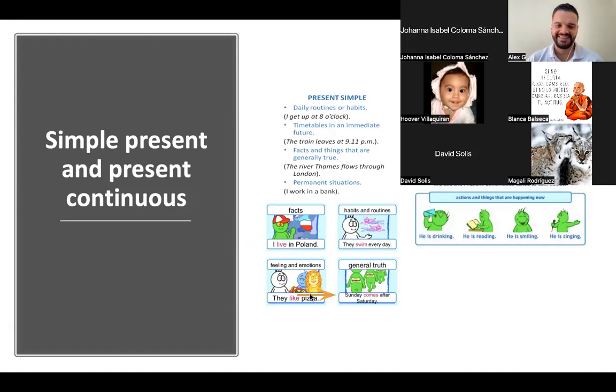Sunday comes after Saturday. Excellent, Blanca. So these are facts, habits, feelings, and general truths, always with the simple present or the present simple, okay? Make sure to remember and practice that. The next one, Joanna, is going to be the present continuous. When do we use the present continuous?